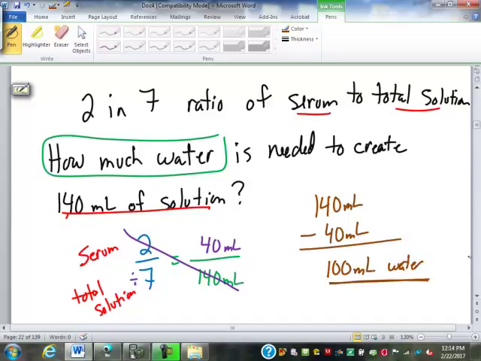So you have to make sure that what's in the ratio is describing both what you are given, in this case that was the solution, and what you're looking for. In this case, the other number was not what we were looking for, but we could use it to find what we were looking for.